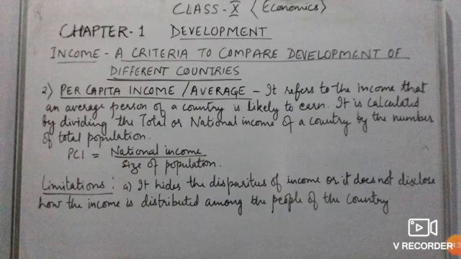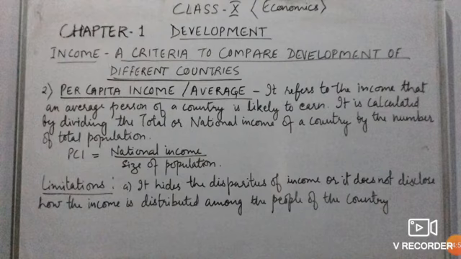So there is a formula. It is calculated by dividing the total or the national income of a country by the total population. So this is the simplest formula, and many times it is asked in the paper. Per capita income can be calculated as the national income upon size of population.